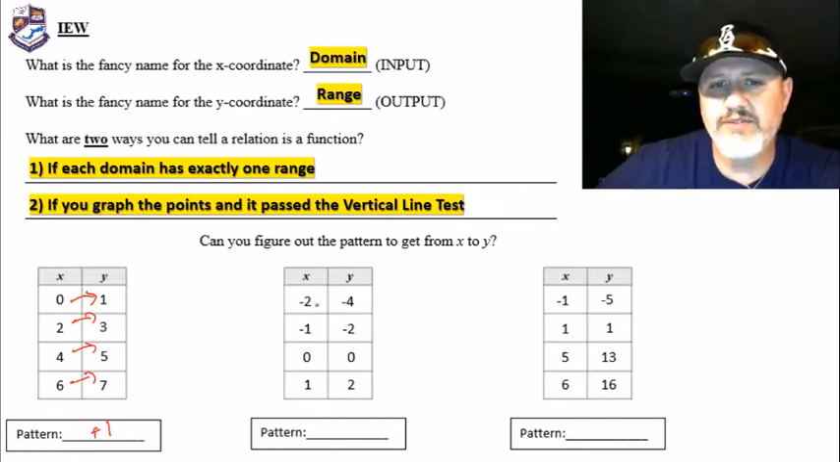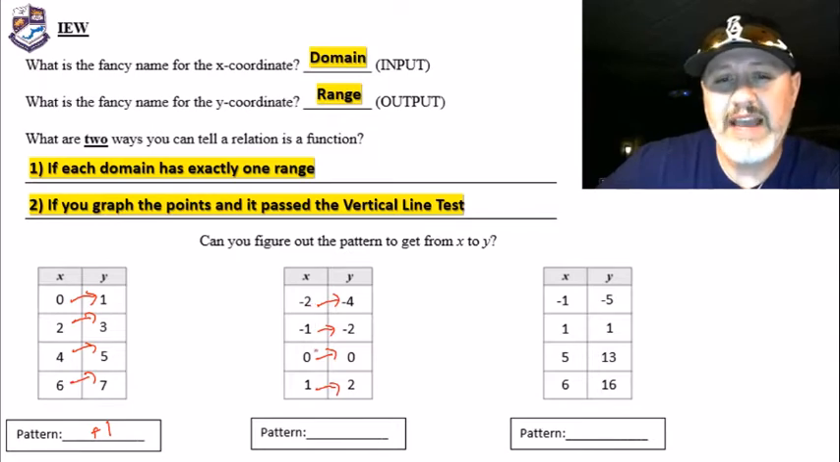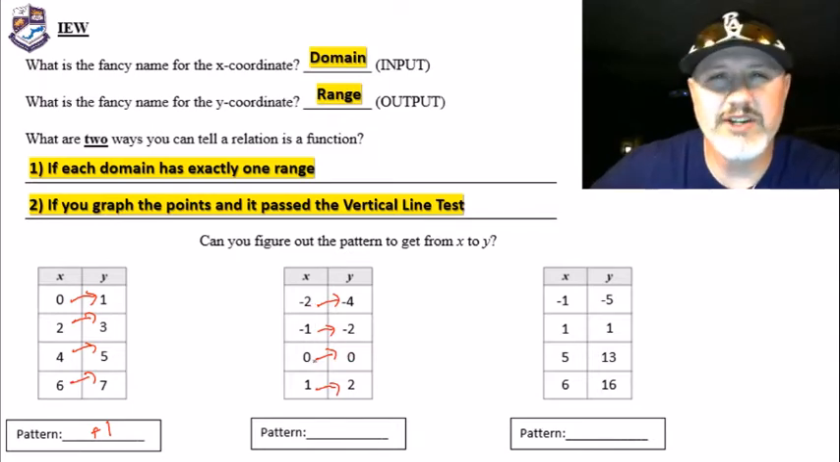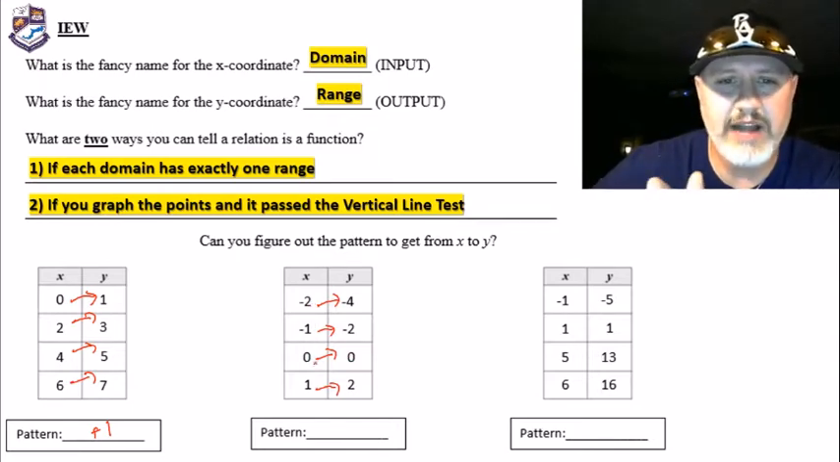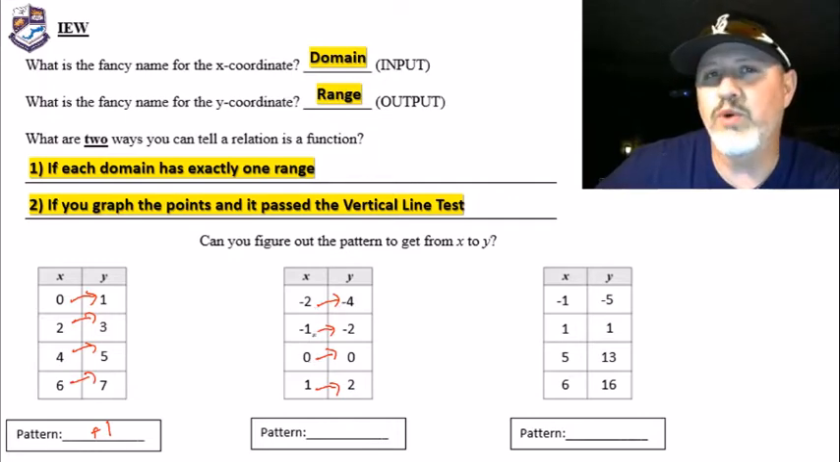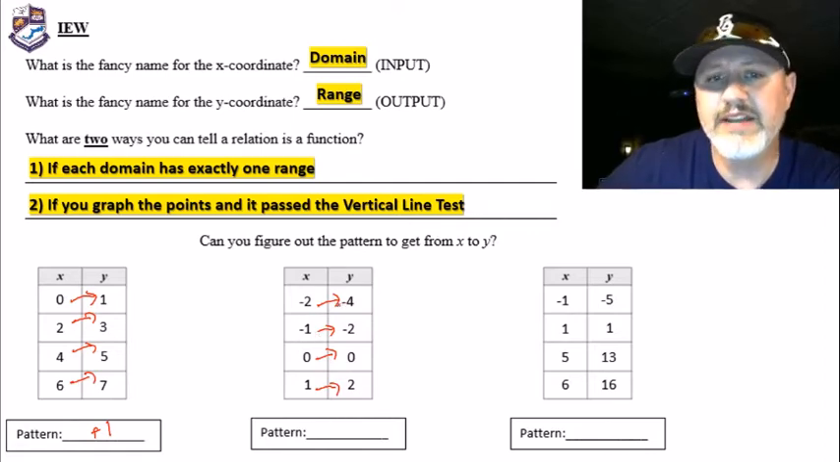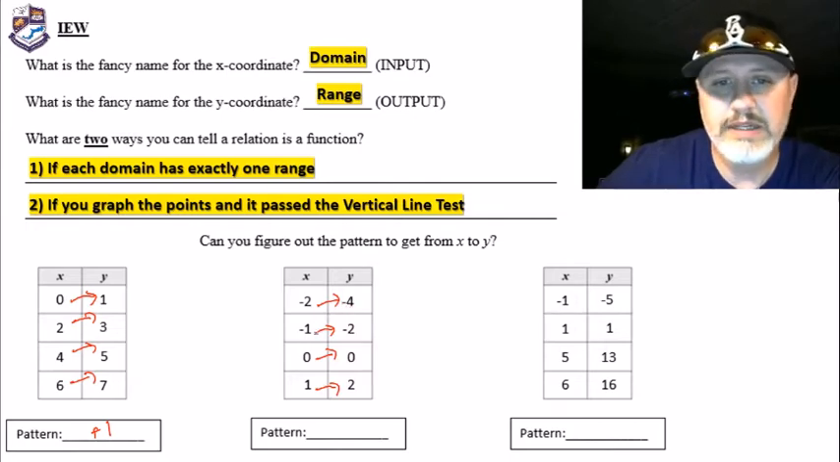This one, how do I get from -2 to -4, -1 to -2, 0 to 0 and 1 to 2? I can't add anything to get from 0 to 0. So it's not adding and subtracting. It's probably something with multiplication. And how do I get from 2 to 4 first? It looks like I'm multiplying by 2. And if I go -2 times 2, I do get -4. -1 times 2, I do get -2. So the pattern here is multiplying by 2.